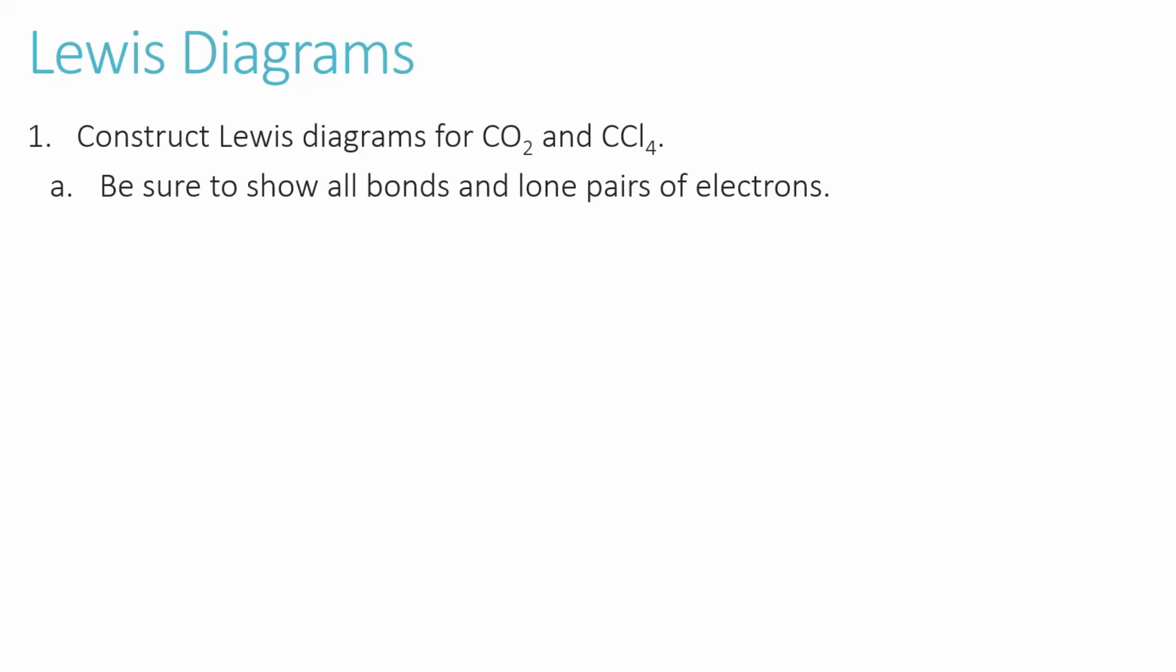The first question asks us to construct Lewis diagrams for carbon dioxide and carbon tetrachloride. So, starting with carbon dioxide, first we want to take count of how many valence electrons are present in this molecule. Carbon is going to have 4 valence electrons, and oxygen has 6 valence electrons. Now, since we have 2 oxygens present in this molecule, we're going to double that, and that's going to give us 12 valence electrons. So that means in total, I'm going to have 16 valence electrons available for this compound.